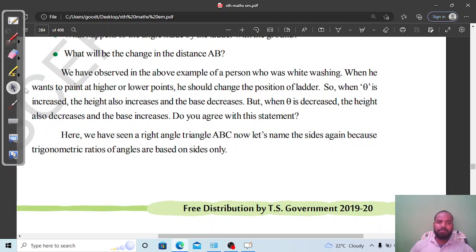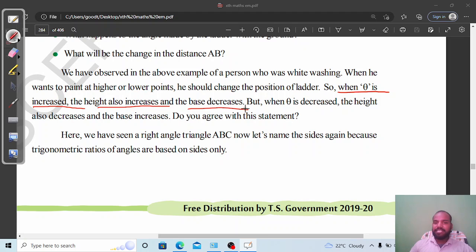So we have observed in the above example, the person who was whitewashing, when he wants to paint at higher or lower points, should change the position of the ladder. So when theta is increased, the height also increases and the base decreases. See, note this point. What is the point given here? When theta is increased, height also increases, base decreases.